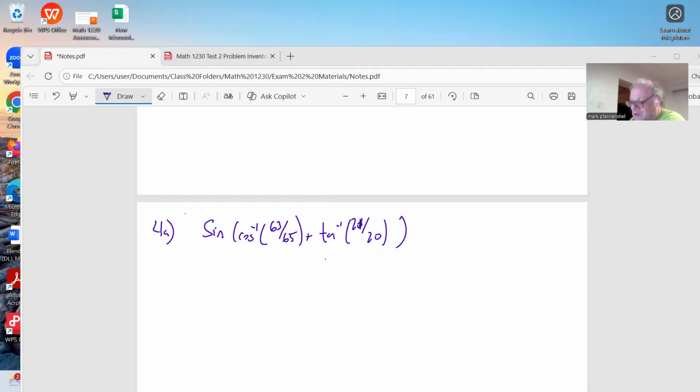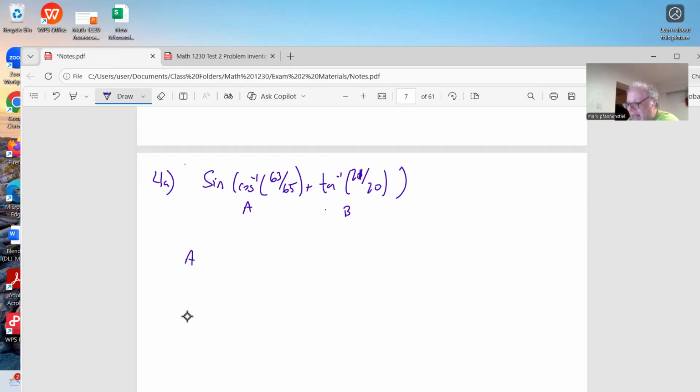So what we're going to do is draw two triangles. I'm going to label a triangle A and a triangle B. Because this inverse cosine is going to give me an angle, we're going to call that A. This inverse tangent is going to give me an angle, we're going to call that one B. So we have angle A is equal to the inverse cosine of 63/65, and I'm going to approximate that by saying cosine A is equal to 63/65.